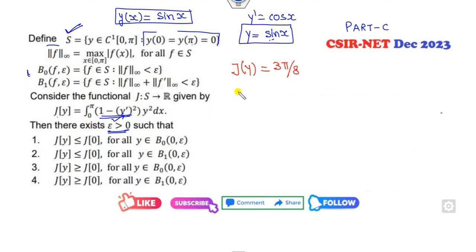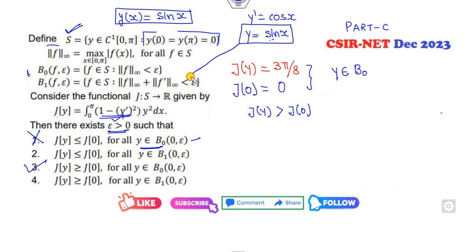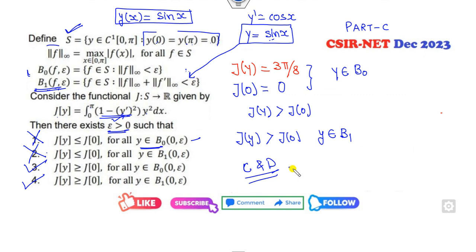Now look at that. J of 0 means y is equal to 0. What is y of 0? It is 0. Y of pi is also 0. So this answer is 0. So from here, whenever y belongs to B naught, J of y is greater than J of y naught. So this option is cancelled. This option is correct. Since this function also satisfies this property, J of y is also greater than J of 0 whenever y belongs to B1, because this property is also satisfied for B1. So this option is also correct. This option is wrong. So the right answer of this problem is C and D.